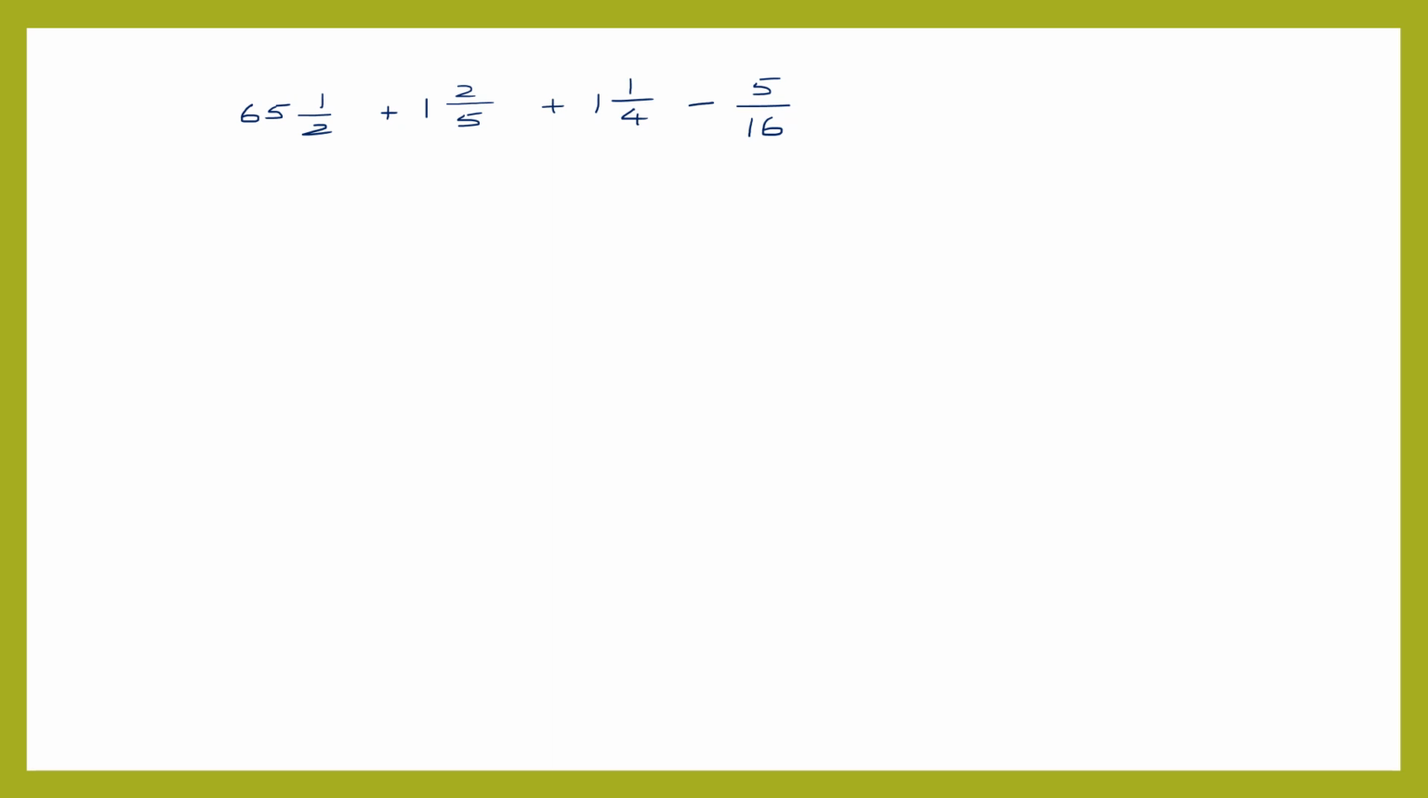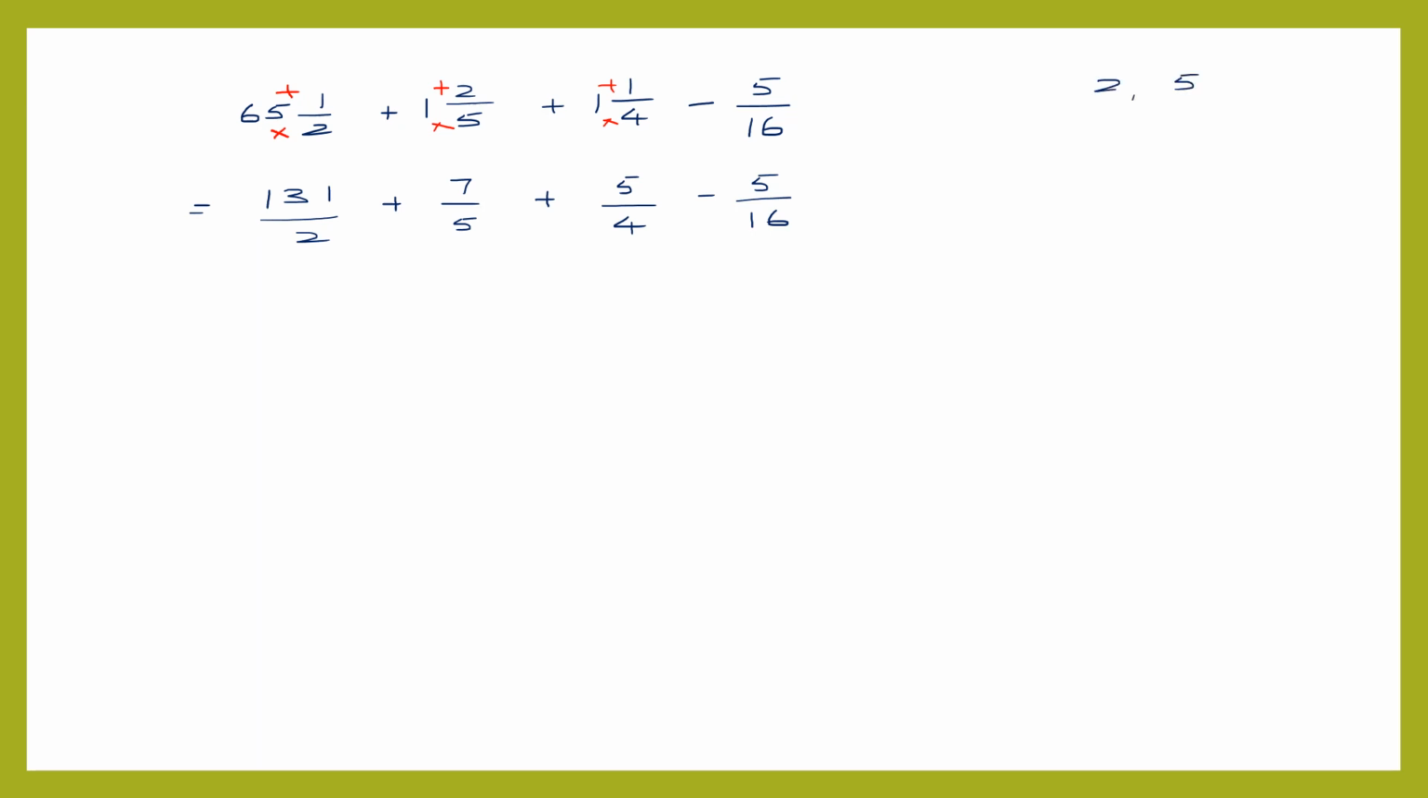So let's begin. 65 into 2 is 130 plus 1 is 131. So this is 131 by 2 plus, now let's convert the other one. 5 ones are 5 plus 2 is 7. So that is 7 by 5 plus, convert again. 4 ones are 4 plus 1 is 5. So that is 5 by 4 minus 5 by 16. So again, as you can see now, the denominators are different. So let's find the LCM of the denominators.